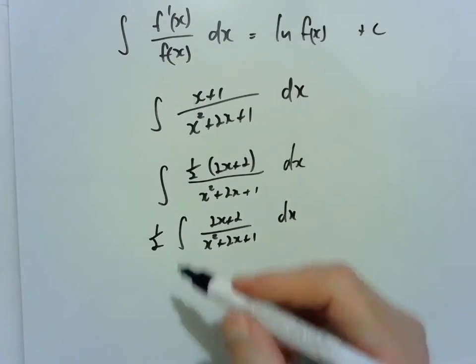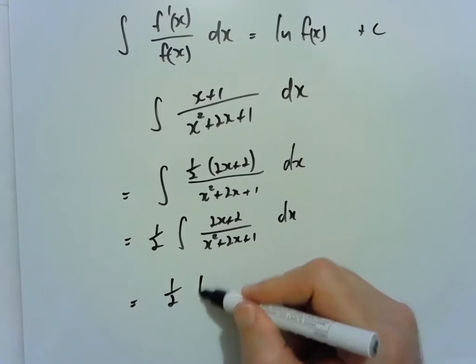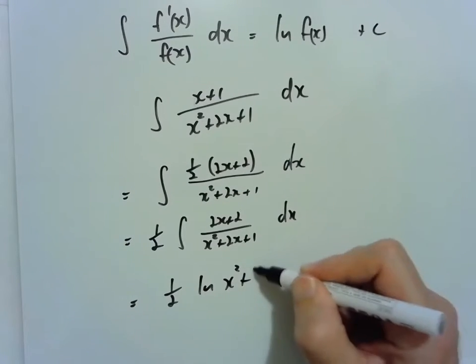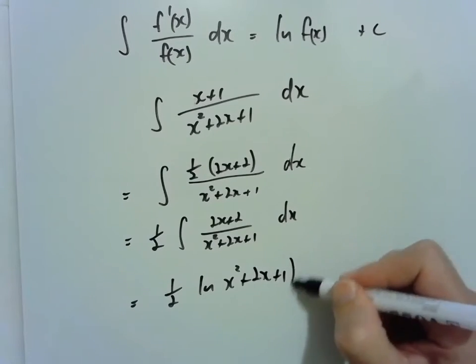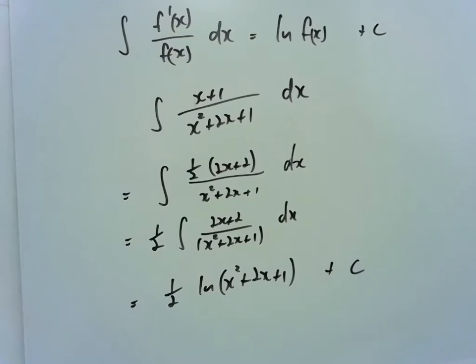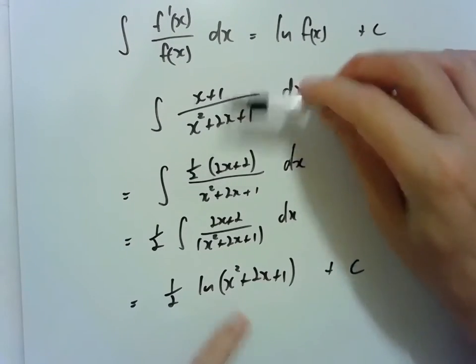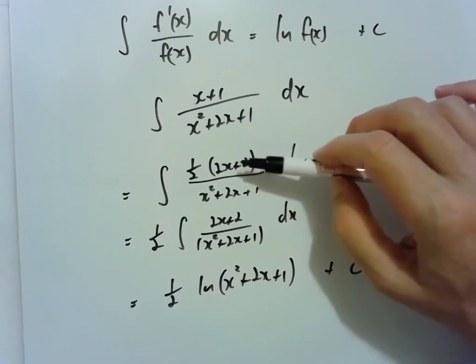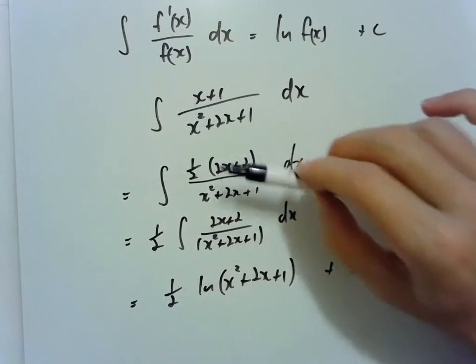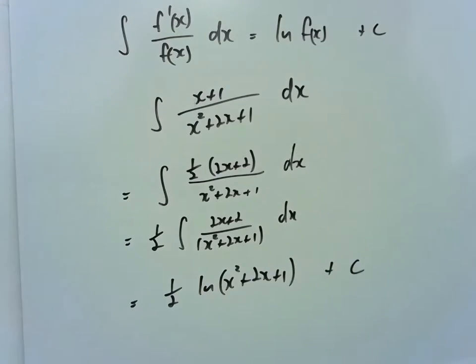Then by this rule here, I can say that that's a half log, whatever's in the denominator goes in the log plus c. So you can see you're going to need to be a little bit creative. You've got to factor out fractions, negatives, you name whatever. You've just got to do whatever it takes to get the derivative on top of the function, and then it's going to be a log.